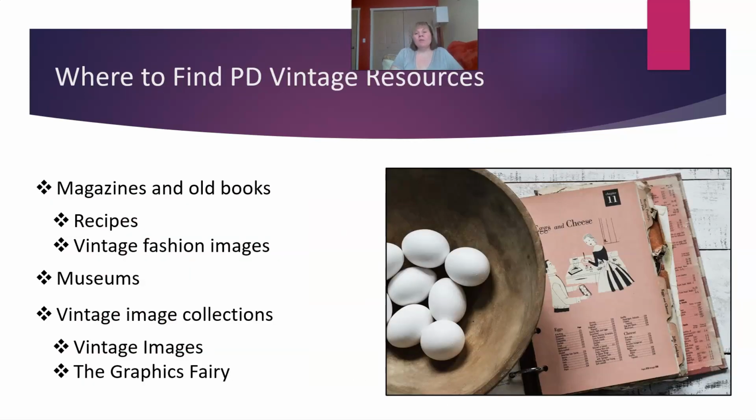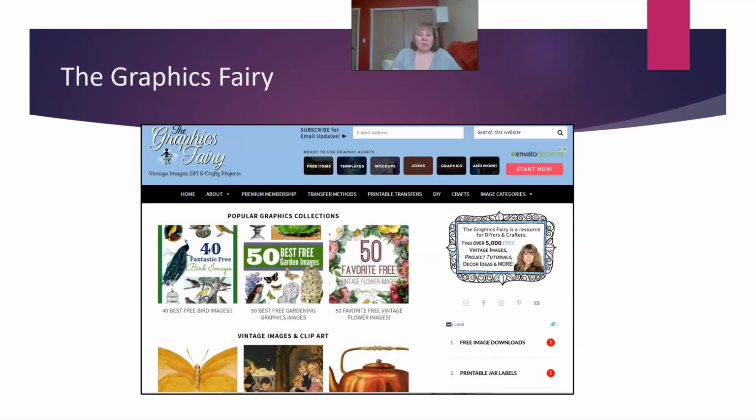And if you want to do image vintage resources, some of the great places to look are magazines and old books. In magazines, you can find things like old advertisements, recipes, things like that. And even if you're looking specifically for vintage things, image collections like Vintage Images and the Graphics Fairy sites can be good places. So this is the Graphics Fairy.